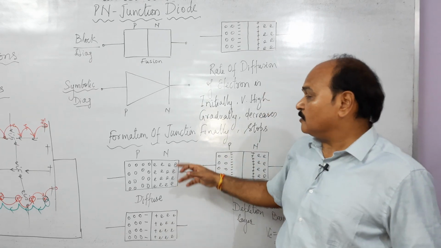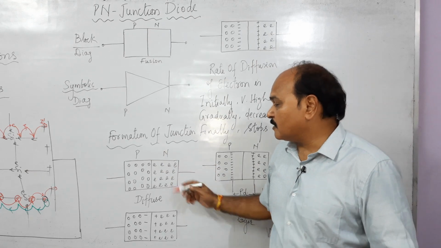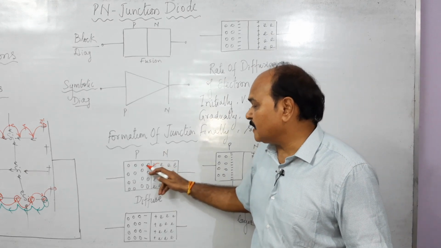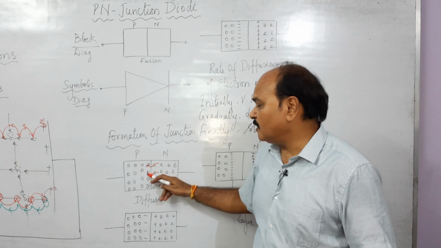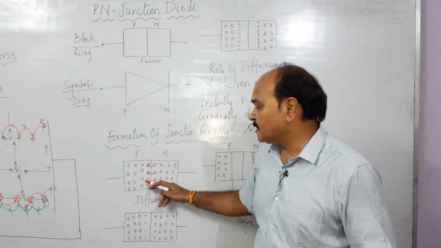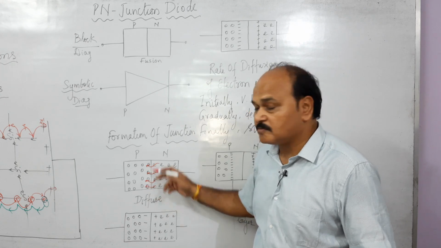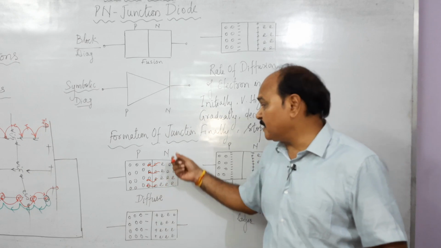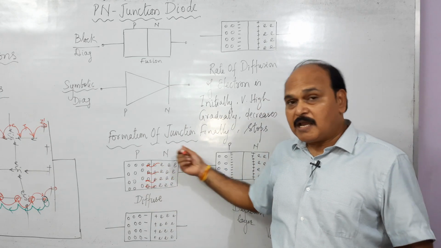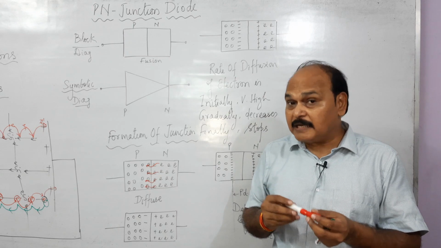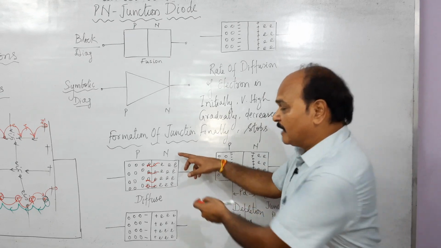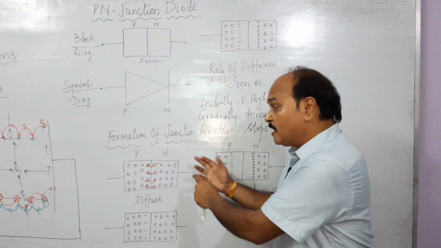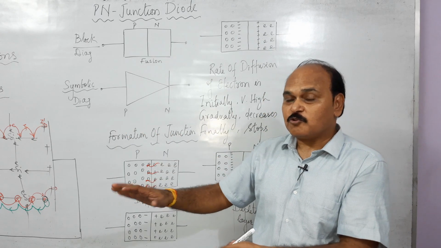So when the two materials are fused, what happens? Electrons diffuse from n side to p side. That's how electrons move. And we know p type of material is electrically neutral, n type of material is also electrically neutral. Now if this n type of material, which is electrically neutral, is losing some electrons, so what happens?